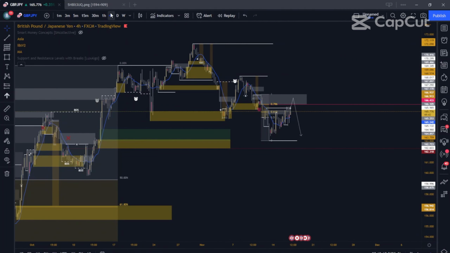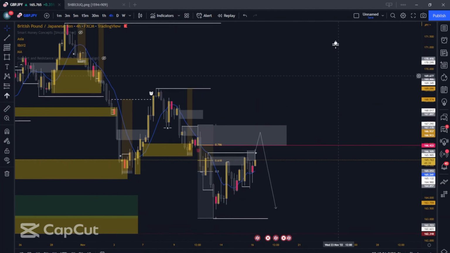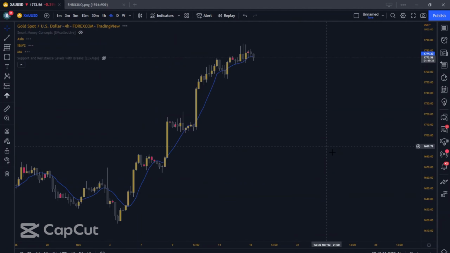So I'd be waiting for a break of structure to the downside, but if we reach this supply we have marked up, we'll be looking for shorts to break structure down here. Remember, every 4R you partial out 25%.